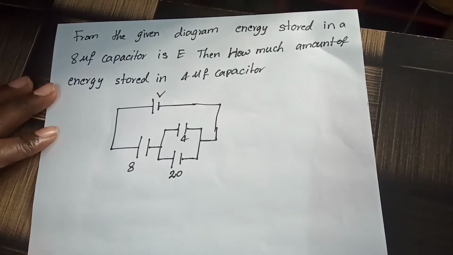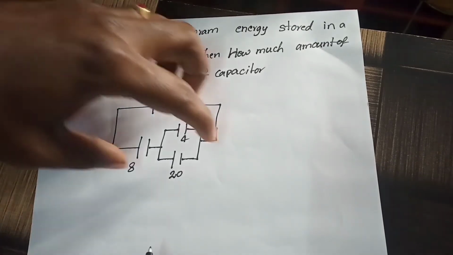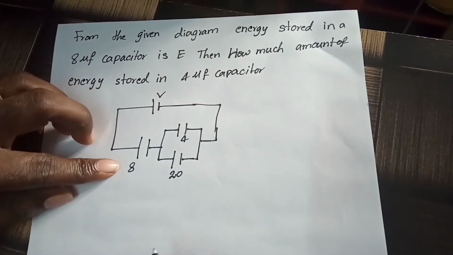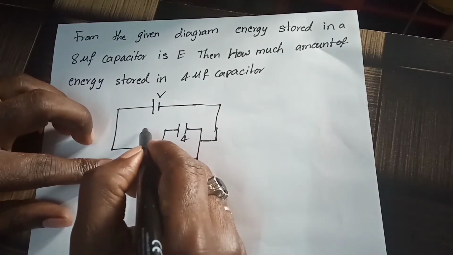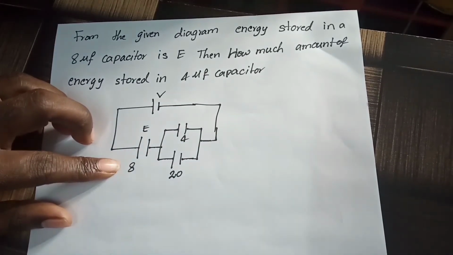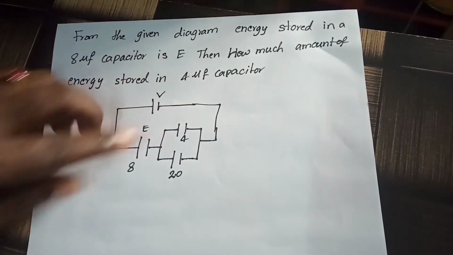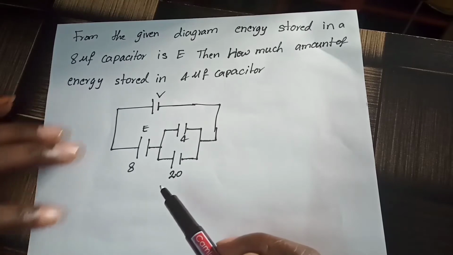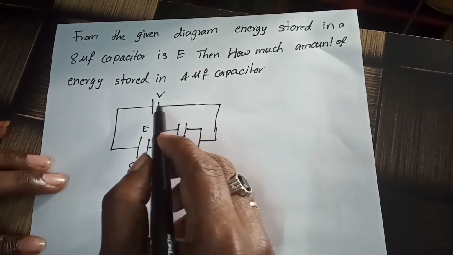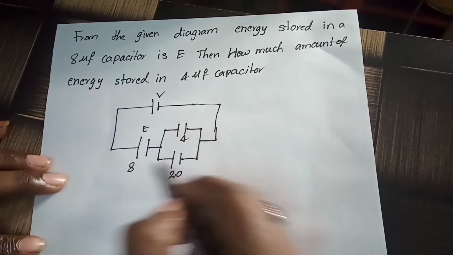Hi friends, now I am going to explain energy stored in a capacitor. So here in the given problem, from this diagram, in the 8 microfarad capacitor, E amount of energy is stored. Then how much energy is stored in the 4 microfarad capacitor? For that, we are applying the potential difference V across the circuit.